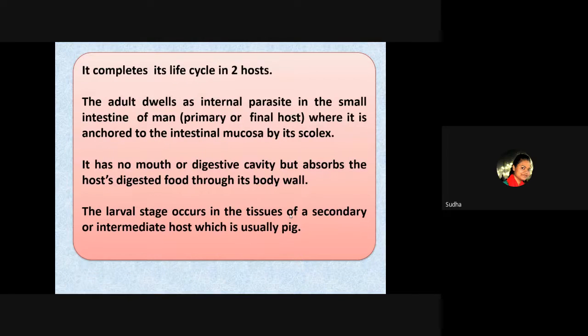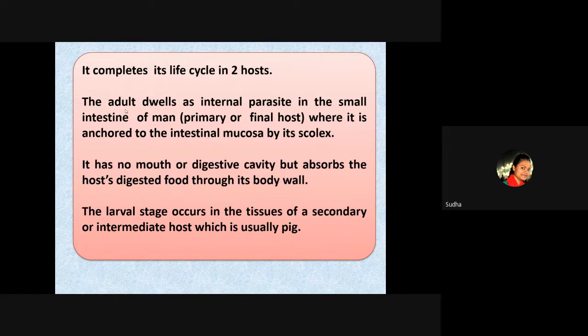Next, let us see some important points. Taenia solium completes its life cycle in 2 hosts. It is digenetic; it needs 2 hosts to complete its full life cycle. In the case of Taenia solium, it will be man and pig. The adult dwells as an internal parasite in the small intestine of man. So where will we find the adult? We will find the adult in the intestine of a human being.